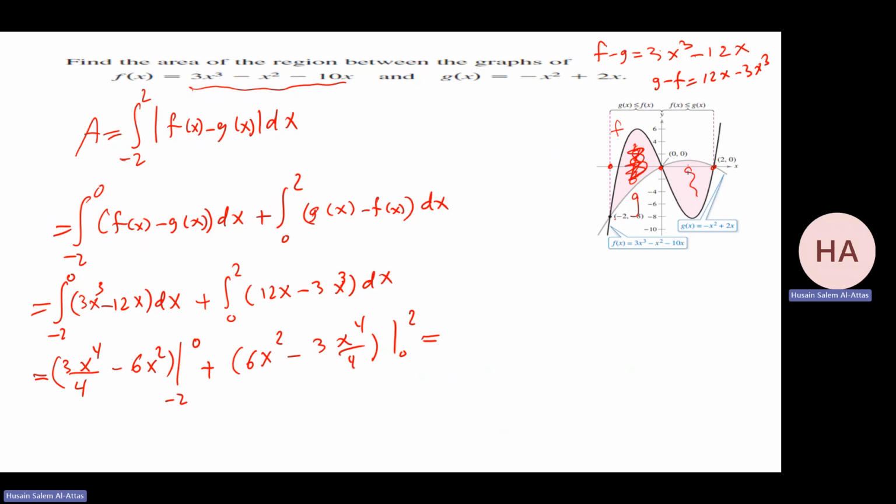That gives me what? 0, 0, minus. Now with the 2 minus 2, it will not make a big difference. Minus 2 to the power 4, that is 16 over 4, so that is 12, minus 24, plus. This will be 24 minus 12 minus 0. So I have what? 12 plus 12, which is 24. So the answer is 24.